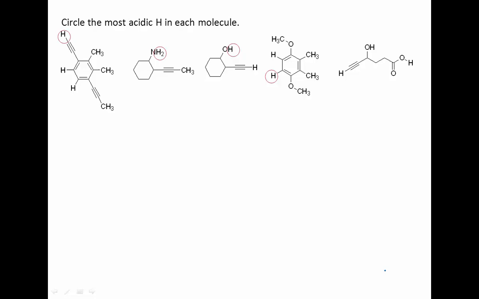All right, the last molecule has a hydrogen at a terminal alkyne, at an OH group, and at a carboxylic acid. Let's go with the one that has the word acid as part of its name. Carboxylic acids have pKs of around 5. They're much more acidic than alcohols or terminal alkynes.